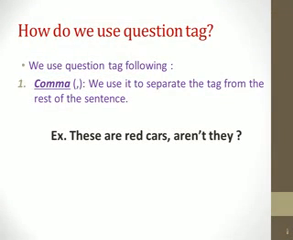How do we use question tags? We form the question tag according to some steps that we have to follow to set a correct form of the tag, as follows. Number 1, use a comma. The comma is used to separate the tag from the rest of the sentence. So it's a main part of the tag, and if we remove it, the question will be wrong.